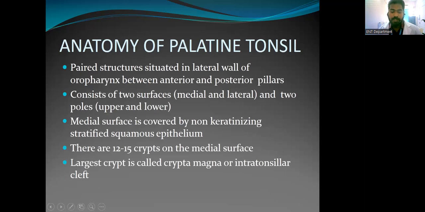So what are these crypts? They check any particle which enters the oropharynx. They keep a check on the microorganisms which enter. If the tonsils find anything which is not good for the body, they start the immune response.